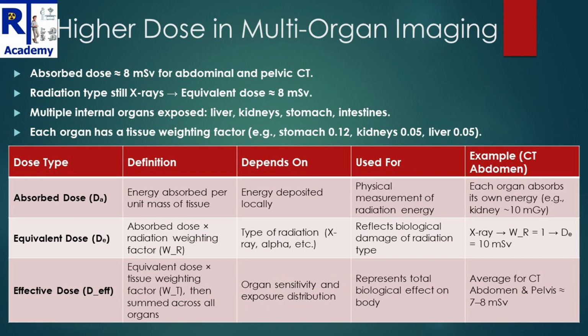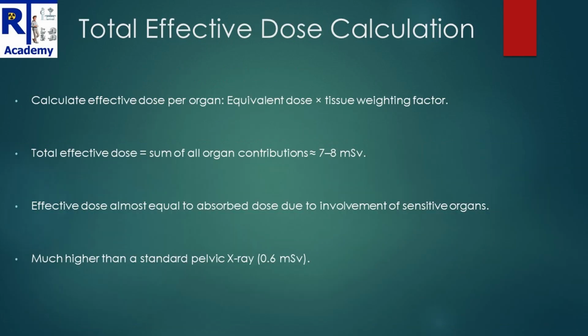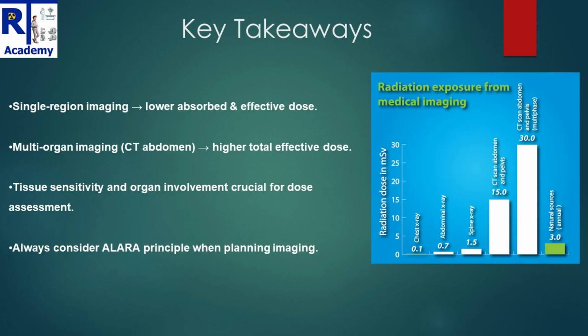When the contributions from each organ are calculated and summed, the total effective dose is typically around 7 to 8 millisieverts. In simple terms, because CT scans of the abdomen involve major internal organs, much of the radiation energy is deposited in sensitive tissues, so the effective dose is almost equal to the absorbed dose. This amount is several times higher than the dose from a standard pelvic X-ray, which is only about 0.6 millisievert.